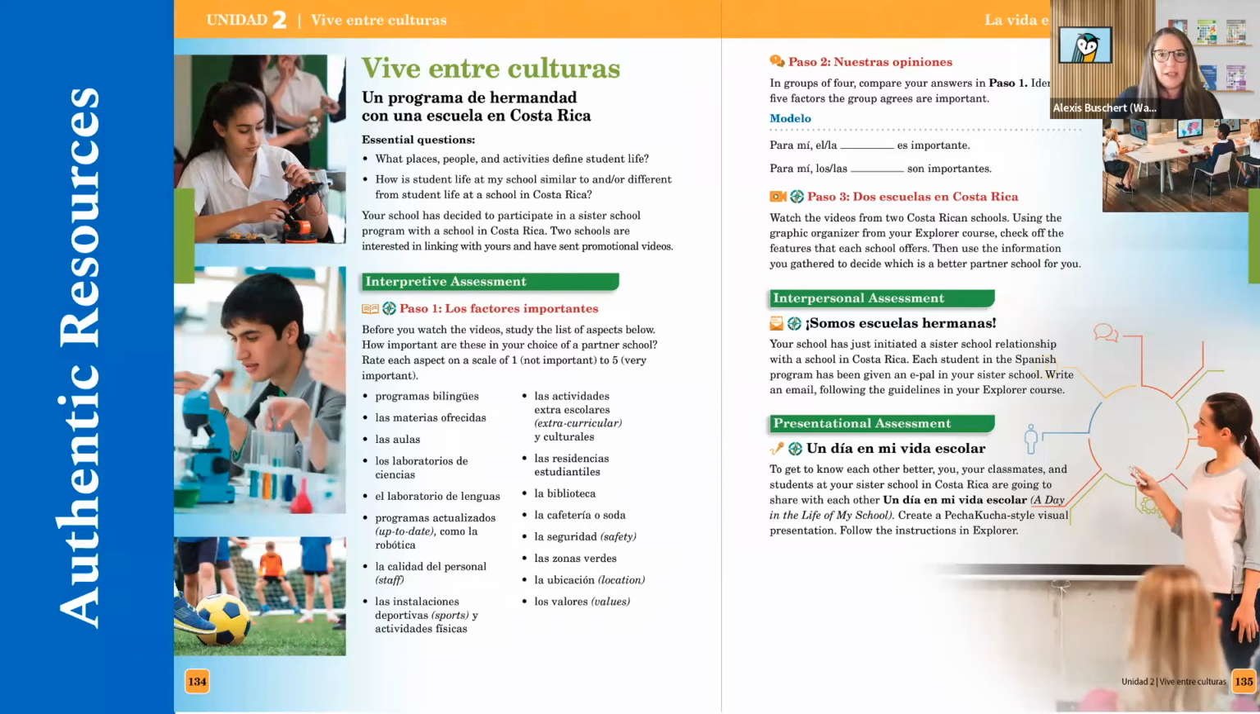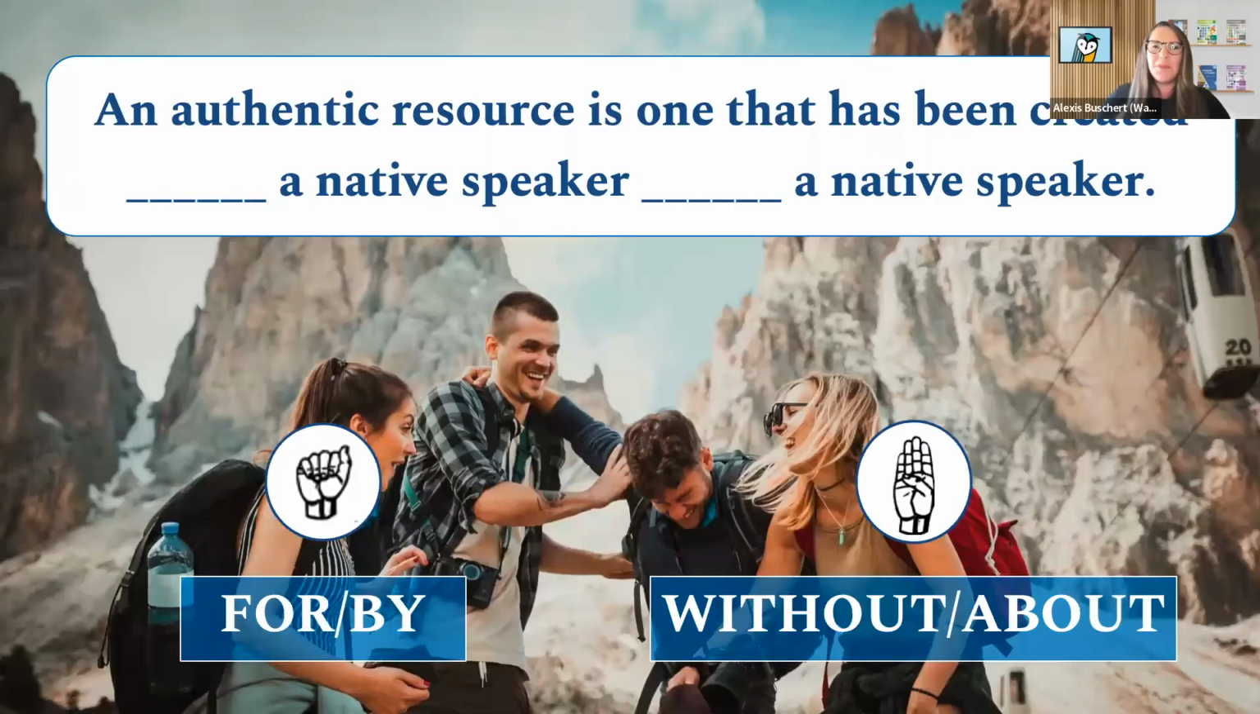The tasks in the assessment require learners to demonstrate not only language skills, but also their understanding of the schools in Costa Rica. So this example actually brings me to my next trivia question about authentic resources. So here is our next question. An authentic resource is one that has been created blank a native speaker, blank a native speaker. So you've got 2 options on there. You've got A or B.